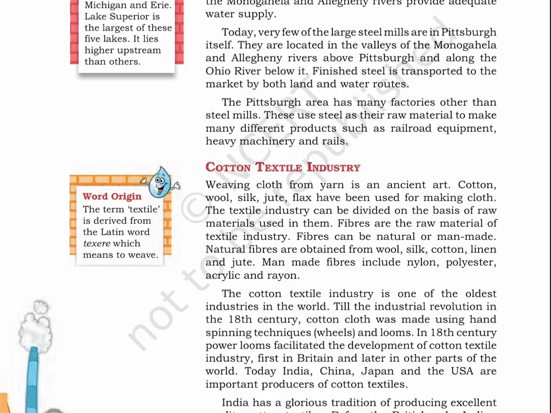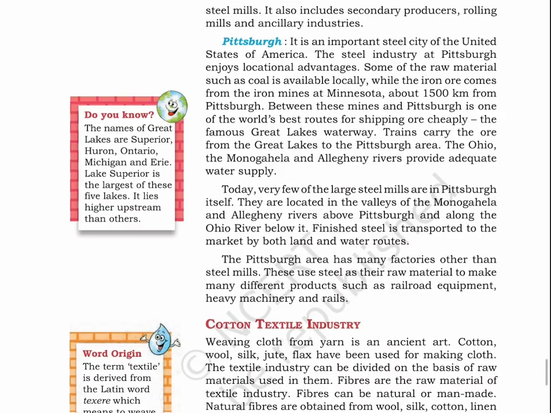On the left side there is a red box which reads, "Do you know?" The names of the Great Lakes are Superior, Huron, Ontario, Michigan and Erie. Lake Superior is the largest of these 5 lakes. It lies higher upstream than the others.